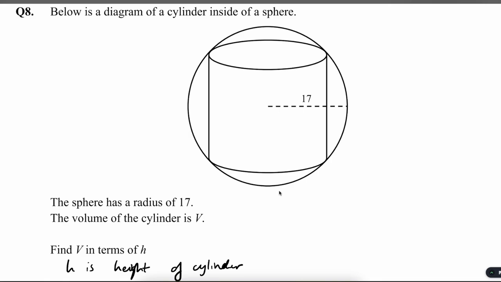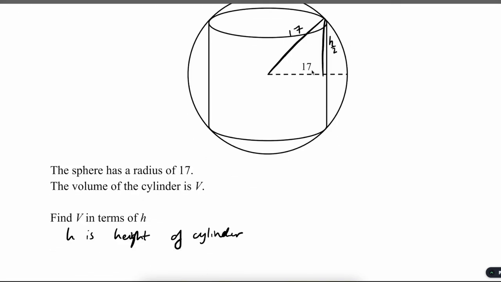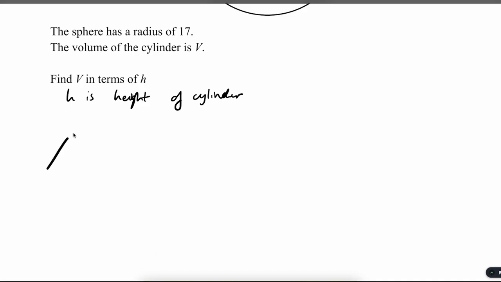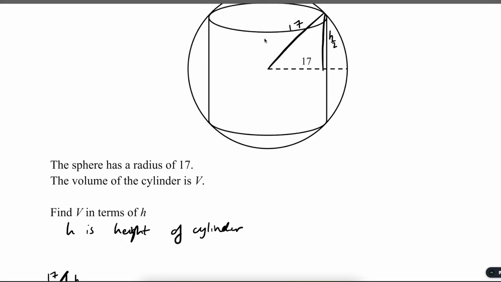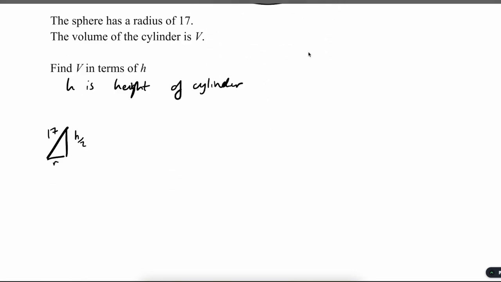So we're going to use Pythagoras' theorem. Because we know the radius is 17, and we know that this is going to be half the height, we can use Pythagoras' theorem to work out the radius in terms of h. So if this is 17, this is h over 2, and this is the radius of the cylinder, just like in this diagram here, then we know r squared plus (h over 2) squared equals 17 squared.